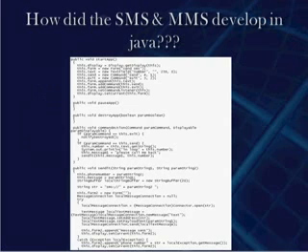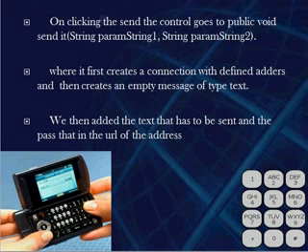This is a part of the code of SMS and MMS development in Java. On clicking send, the control goes to public void sendIt, where it first creates a connection with the defined address and then creates an empty message of type text. We then add the text that has to be sent and pass that in the URL of the address.